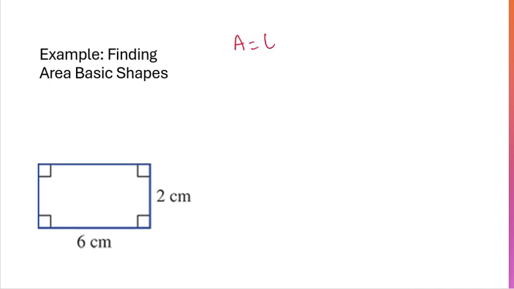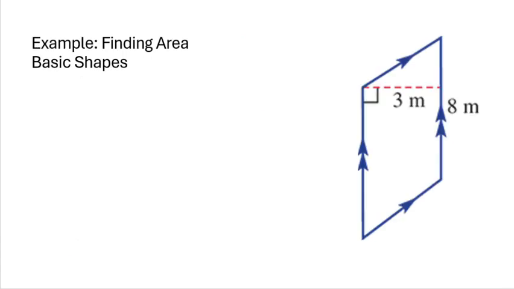We can tell that this is a rectangle, so let's just use our formula for area of a rectangle, length times width. I have 2 centimeters, I have 6 centimeters. Substitute the two numbers in, I get 12 centimeters squared. All right, so in this shape here, this actually looks like a trapezium.